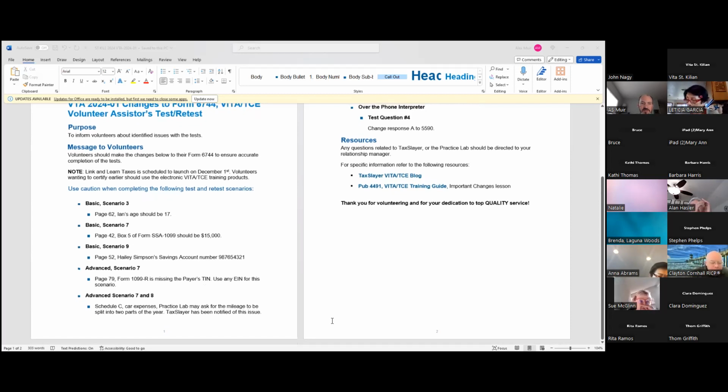You're going to make a change to the SSA 1099. The SSA 1099 is issued by the Social Security Administration to individuals that have received Social Security benefits. So you make that change.